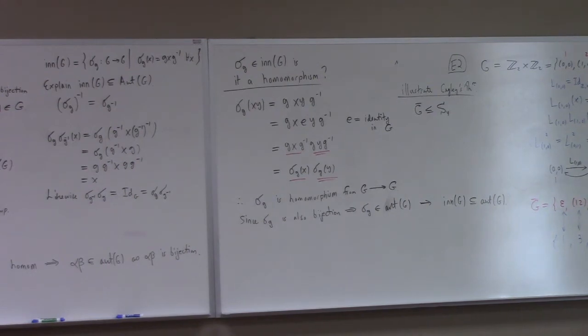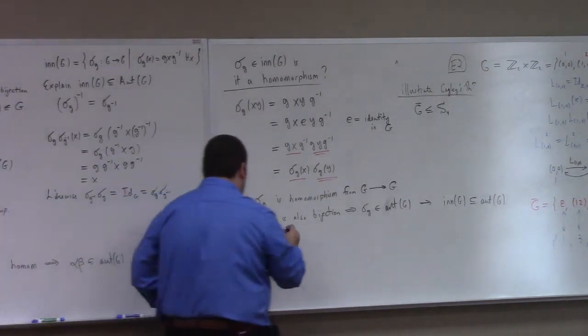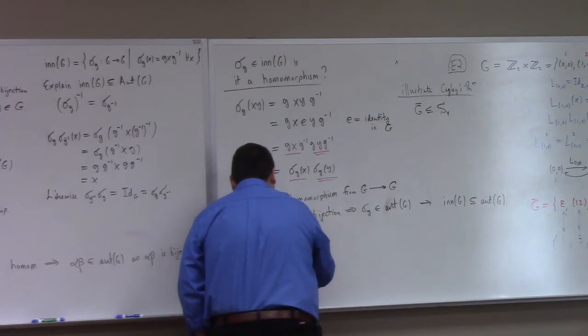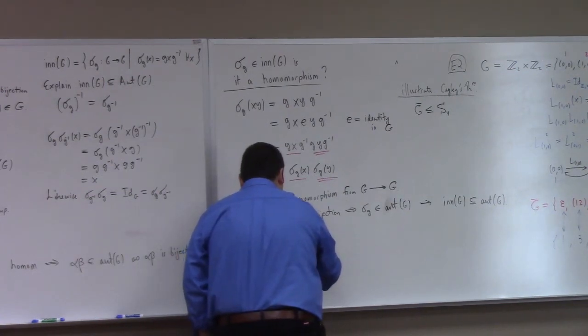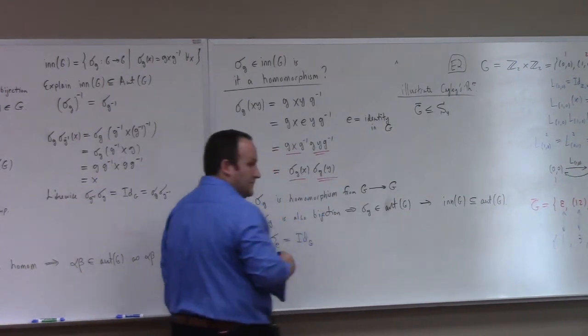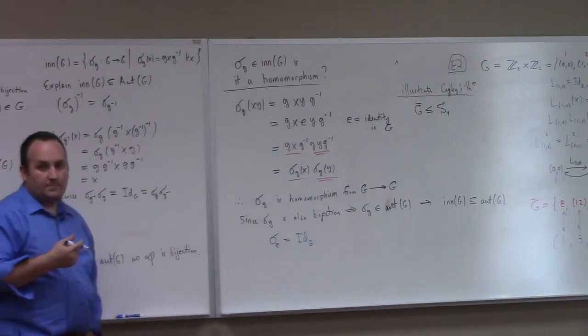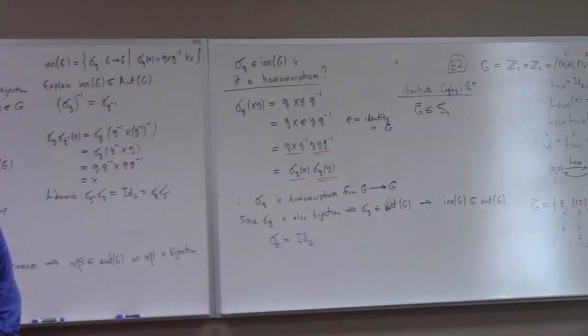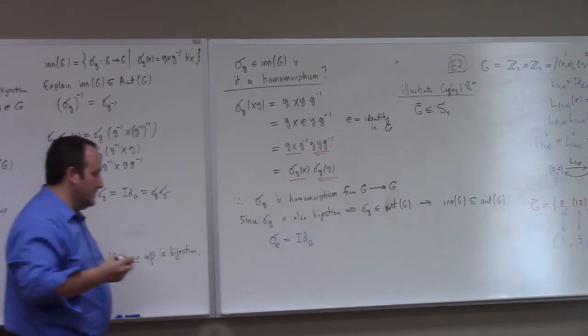To show it's a subgroup, we need to check the subgroup test. Is the identity in there? Is it closed? Are there inverses? But now we're asking those questions for N_G, right? So you can notice that conjugation by the identity is the identity map on G. Point number 1.